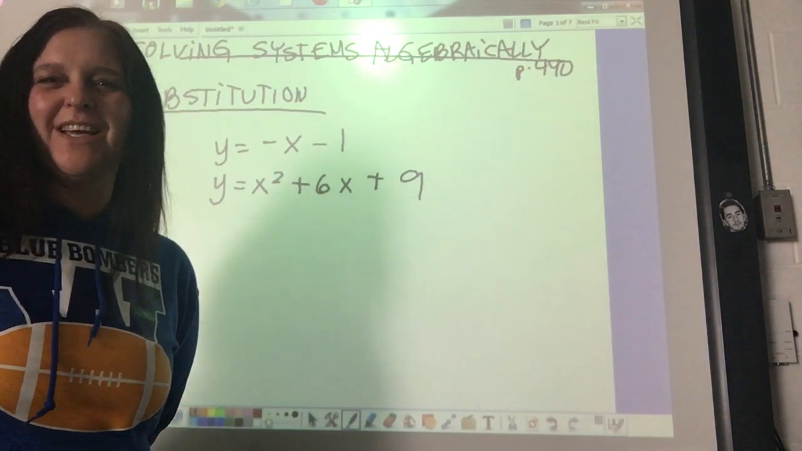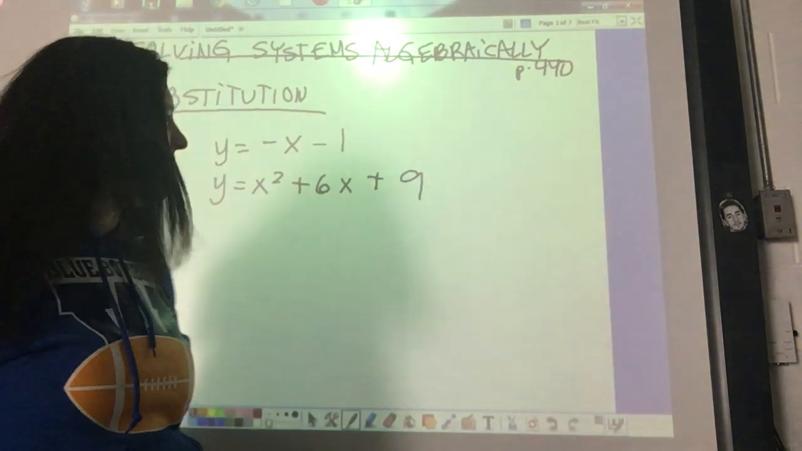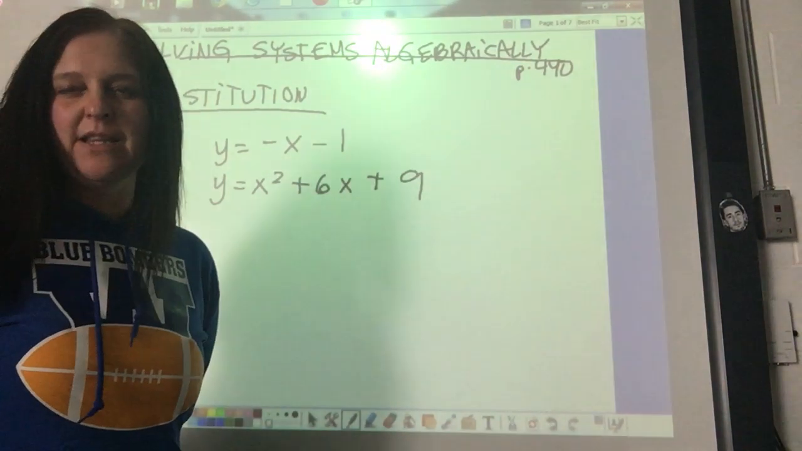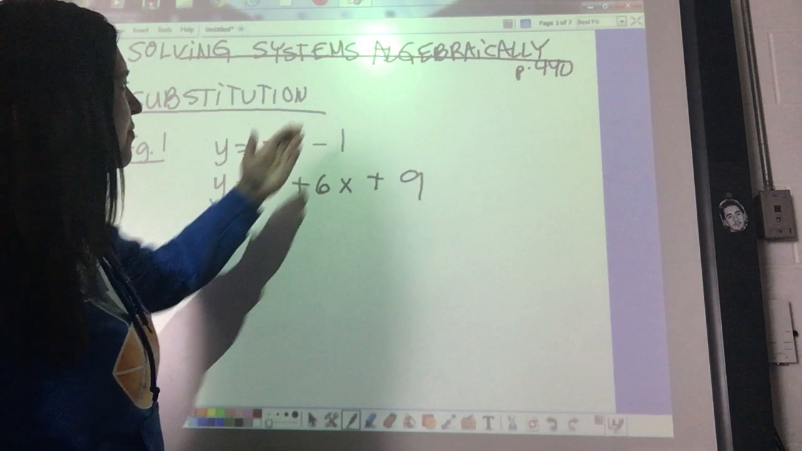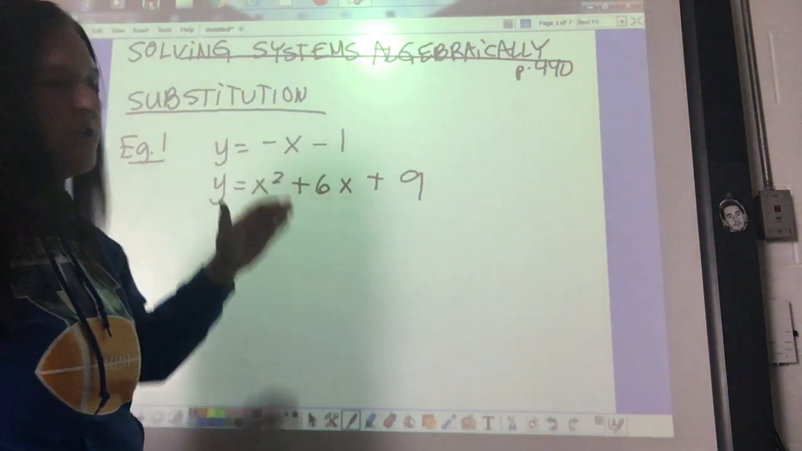Hello and welcome to your second and final lesson in the systems unit. Last class we solved the systems by graphing. In this lesson we're going to do it algebraically. So you know last year from grade 10 math the two methods are substitution and elimination.